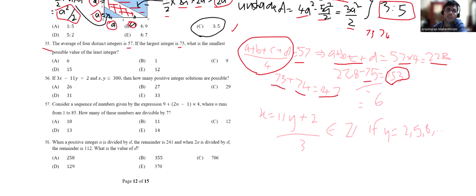The smallest possible value of the least integer will be obtained when we subtract 147 from 153. That is 6. 153 minus 147 is 6. The answer is 6, option A.